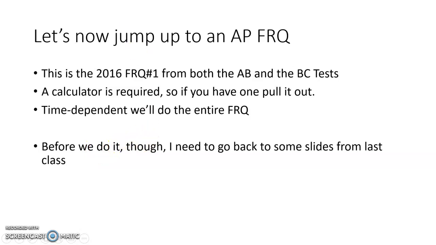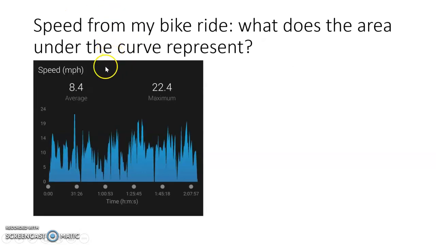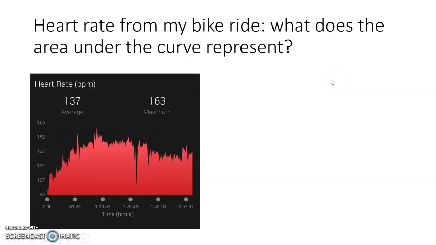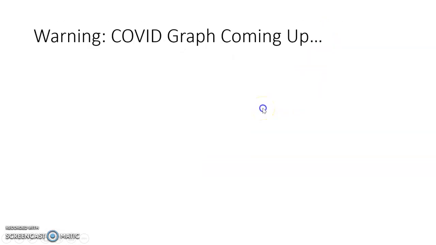Before we do it, though, I want to go back to some slides from our last class. So, speed from my bike. What does the area, or now that we called it the integral, under the curve represent? What does the area of the speed of my bike represent? How far I've gone. Good job. Hopefully you said that. All right, next one. Answer this to yourself again. If I integrate my heart rate over the duration of my bike ride, what would that represent? It would represent the number of beats over my ride, the number of times my heart beated.